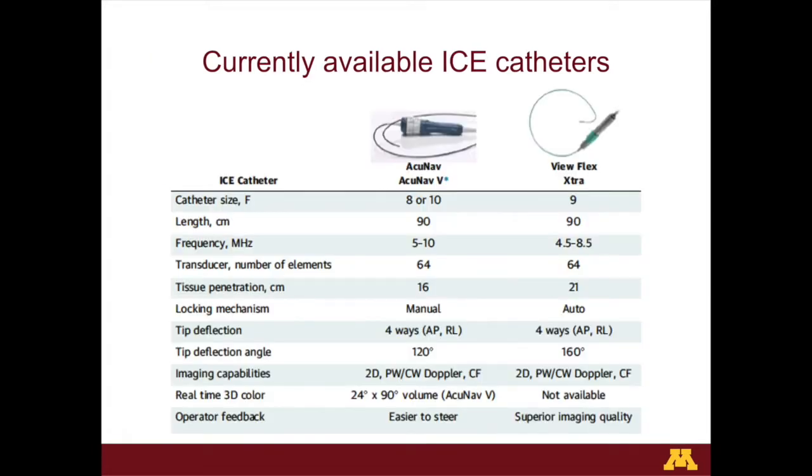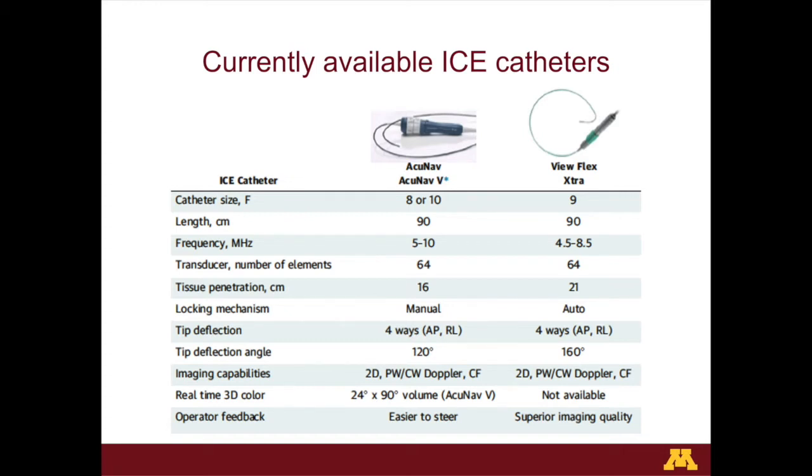So how do these compare with each other? The most common catheter that I have seen used is the AccuNav catheter. It's been there longer than the VFlex Extra. It comes in two sizes, 8 and 10 French. The VFlex Extra comes in 9 French. They are both similar in length and frequency. They're both 64-element phased array catheters with almost similar tissue penetration for all practical purposes.